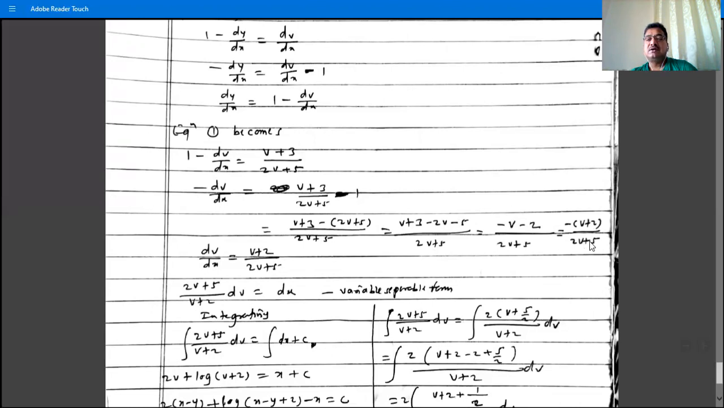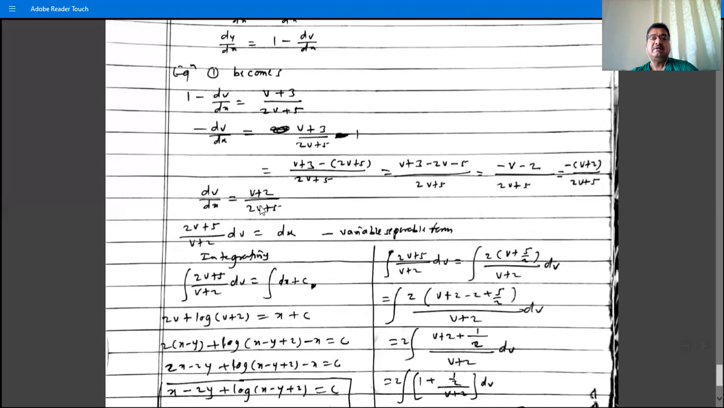Okay, then here this is minus dv by dx. Change the sign of LHS and RHS. We have dv by dx is equal to (v plus 2) divided by (2v plus 5). And then separate the variables. Shift this term to LHS. So it becomes (2v plus 5) divided by (v plus 2) into dv is equal to dx. This is in the variable separable form.